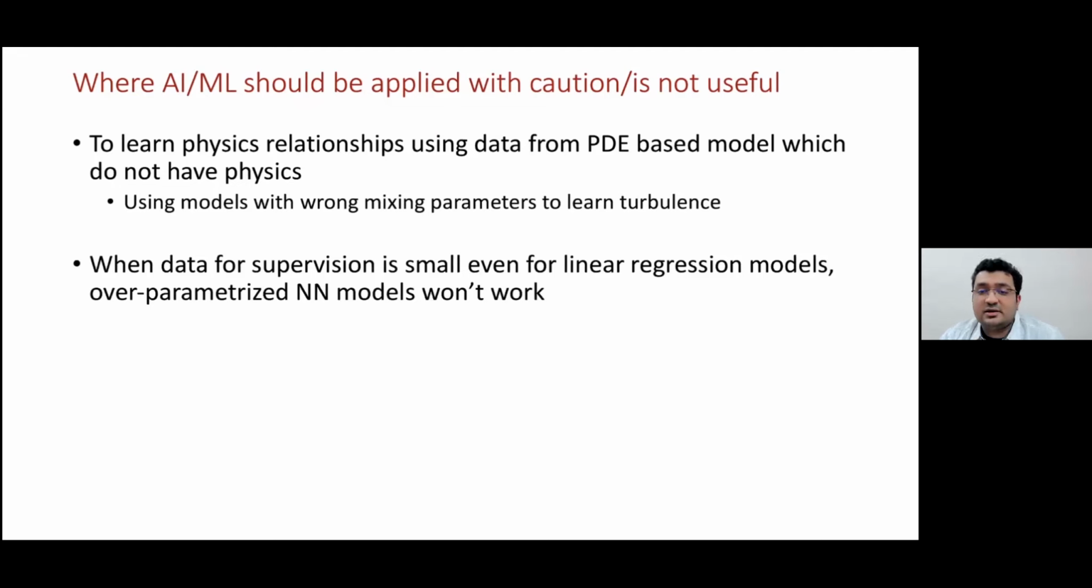Another mistake which people make is they go and do a small observational study, and they get maybe a few days' worth of data, and then they say this data is not even enough to do a simple linear regression model. But they say, let me use an over-parameterized neural network. Let me try to develop a GAN. Let me try to do all these different things, and then that also will not work. So you really need to be sure that you have high quality data, or you have to do some kind of data augmentation, regularization.